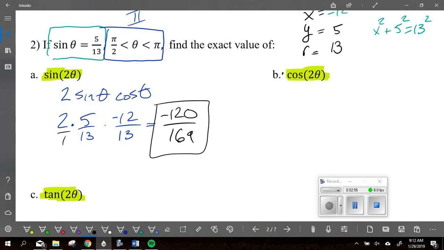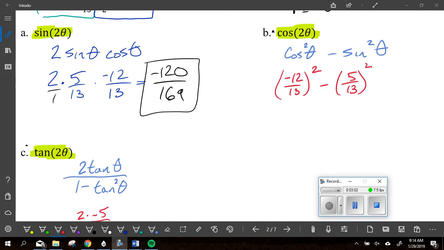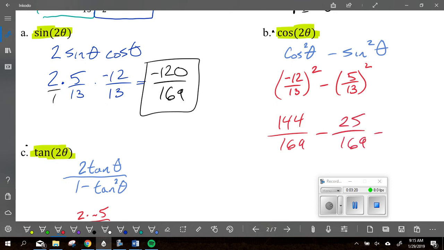Use that same concept. Find out what cosine of 2 theta is and what tangent of 2 theta is. Take a second with your neighbor and do that. There we go. Part B. Thumbs up, thumbs down, positive, negative. Should get positive. Let's look. I'm taking negative 12 and I square it, so negative 12 squared would be positive 144 over 169 minus 25 over 169. That one's pretty easy. 119 over 169. Boom. That is cosine of 2 theta.